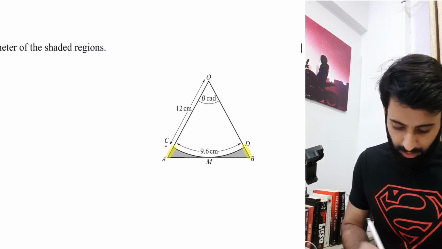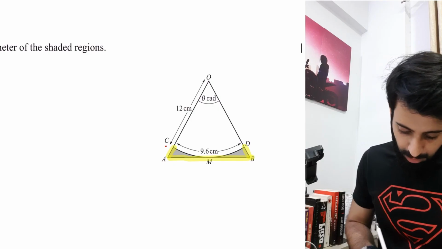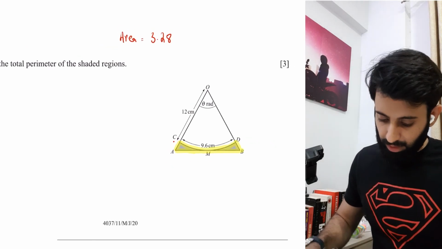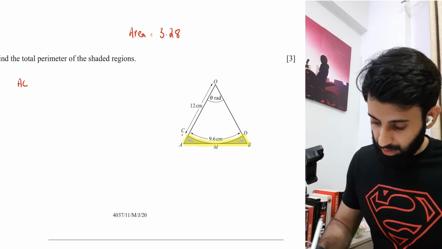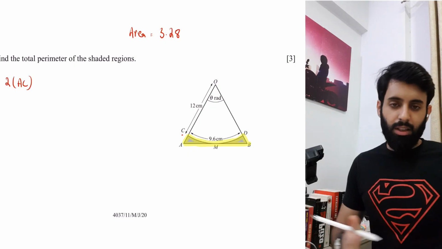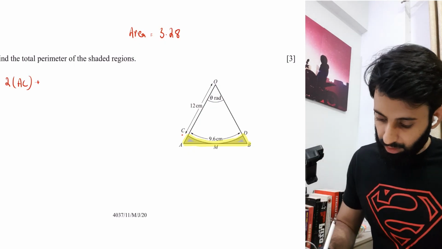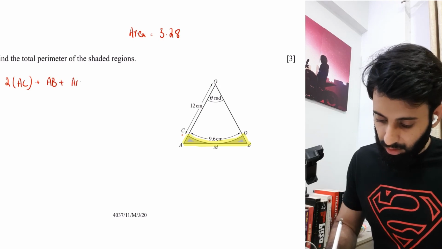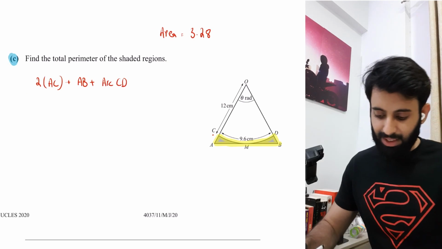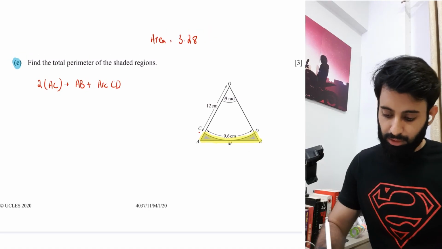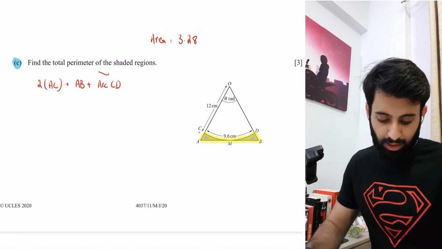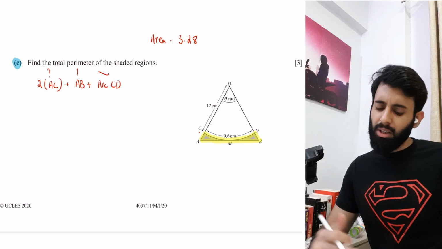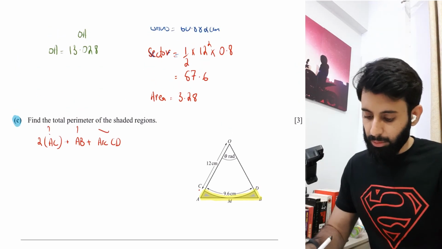This length, length AB, and the length CD. So all in all, what I'll need is AC, and I can just times it by 2 because that's what DB will be equal to. And then I need to plus AB and then arc CD. Now some of these lengths I have, some of them I don't. As far as arc length is concerned, that I have. AB is something I don't have, I'll have to work it out. And AC is also something I almost have, but I still need to work it out.